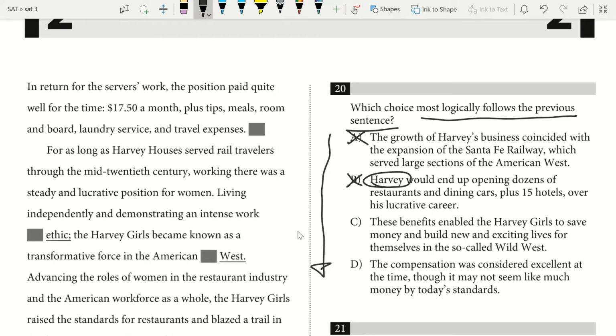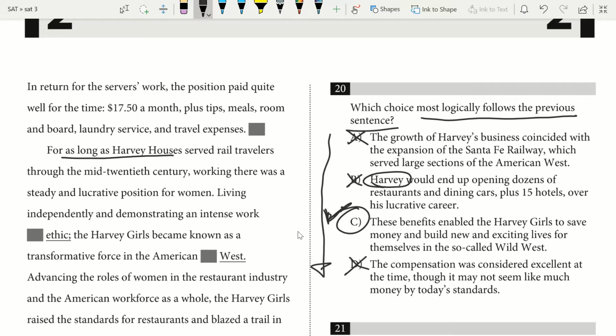And then in C, we have these benefits enabled the Harvey girls to save money and build a new and exciting lives for themselves in the so-called Wild West. So that looks like it's going to be our answer. We read D just to make sure. The compensation was considered excellent at the time. We're already told that, so saying that would be redundant and repetitive. We don't want to do that. So our answer is going to be C.